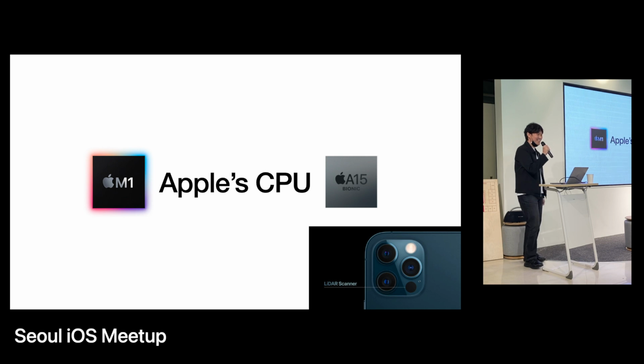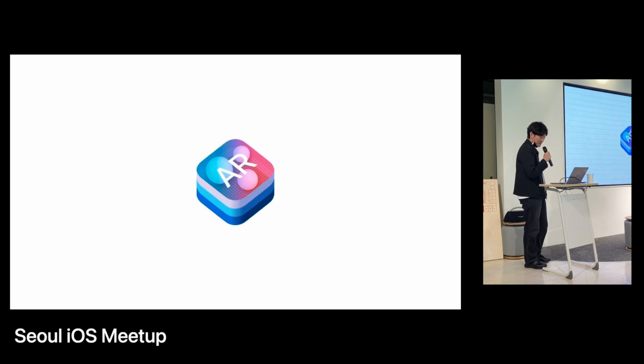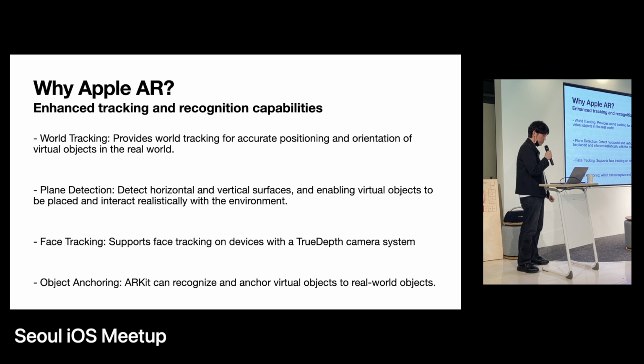Now, what I want to speak about next is AR. AR, like Clement said, is a really good and powerful thing in Apple's framework that we can use as an iOS developer, and we can do a lot of things. We can do world tracking, which provides accurate positioning, and also plane detection. We can detect horizontal and vertical surfaces.